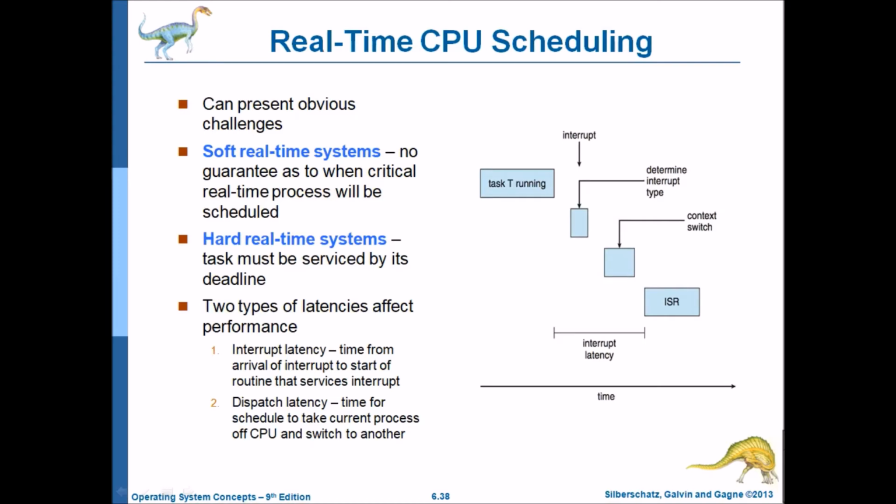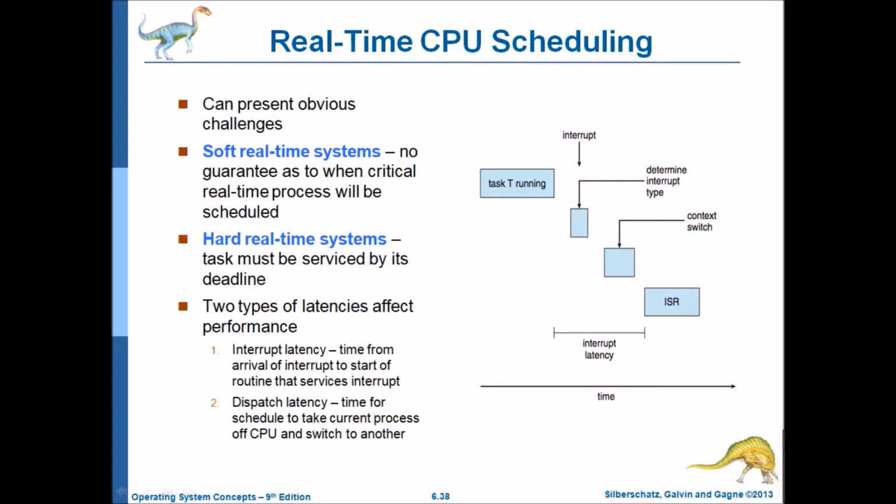Now, for hard real-time systems, a task must be serviced by its deadline. Service after the deadline has expired is the same as no service at all. So these are systems that have total failure if their timing needs cannot be met. Examples of this would be assembly line robotics, automobile airbag deployment, and so on and so forth.